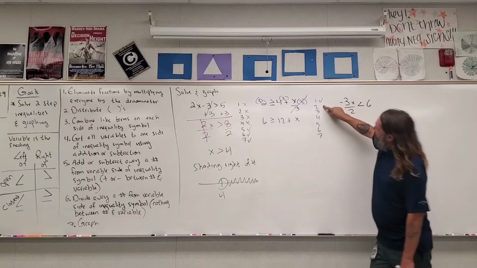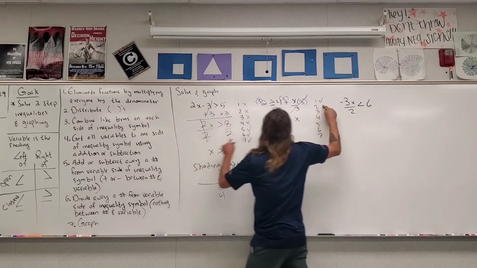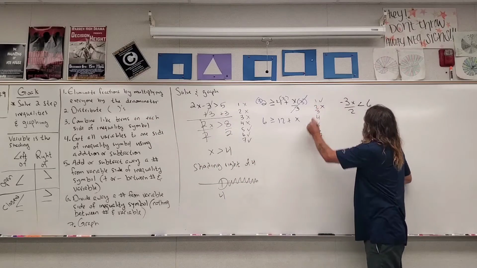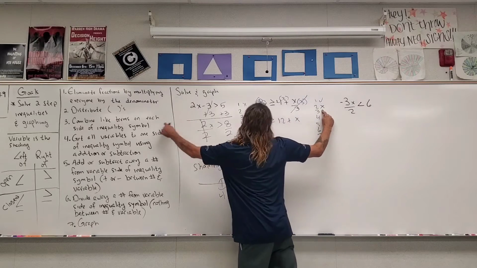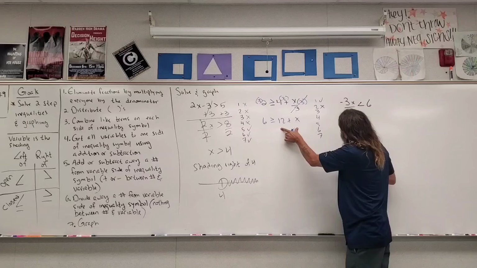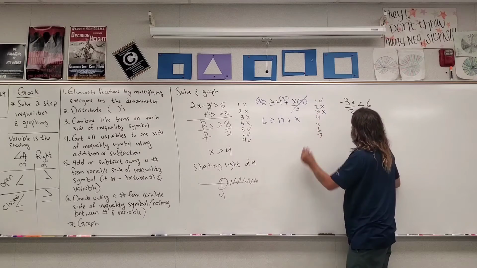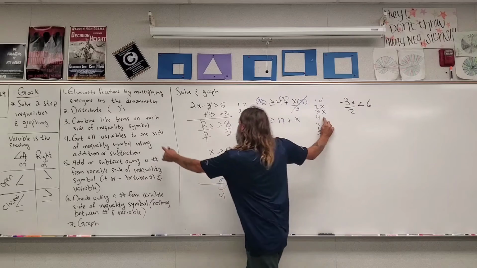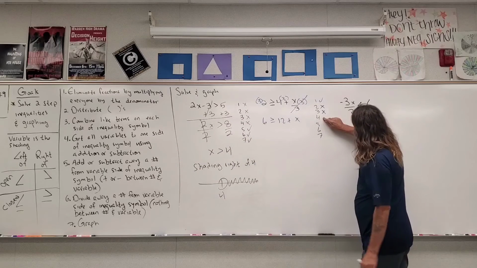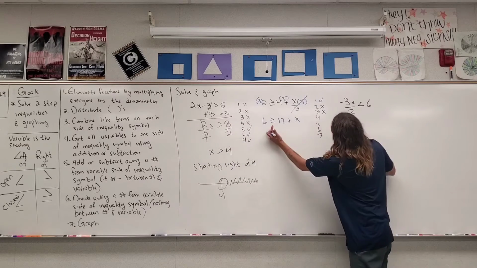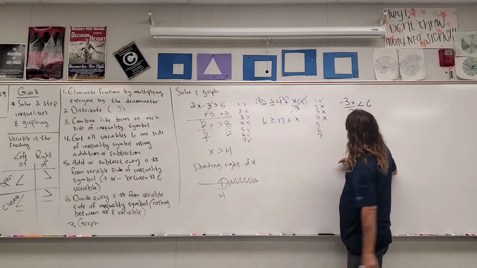Okay, step 2. Do I have parentheses? No, I do not, so I cannot distribute. Step 3. Can I combine like terms on each side of the inequality symbol? Nothing to combine. I can't put these together. They're not like terms. Step 4. Get all variables to one side of the inequality symbol using addition or subtraction. Well, all the variables are on the right side, so I can't do step 4.